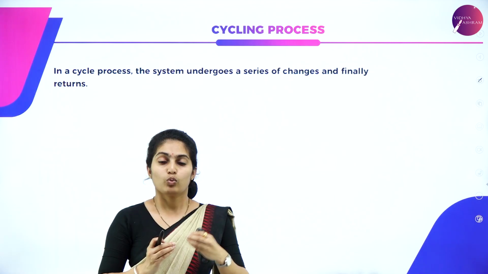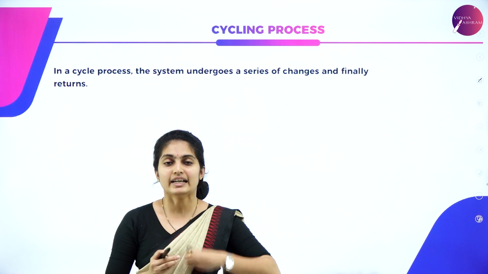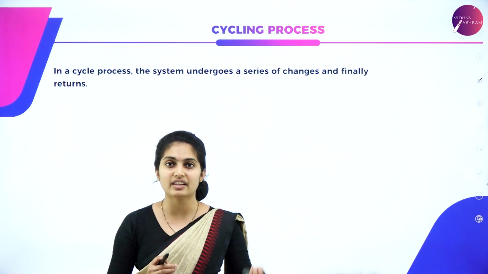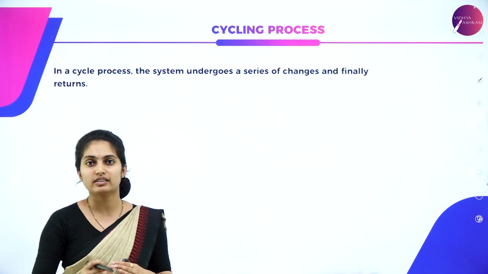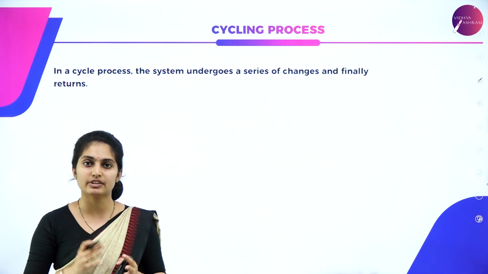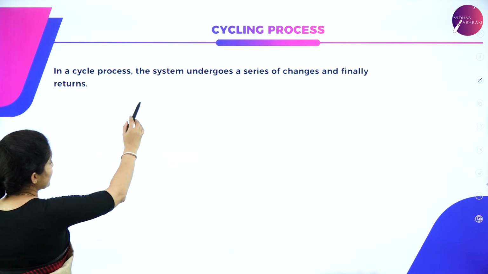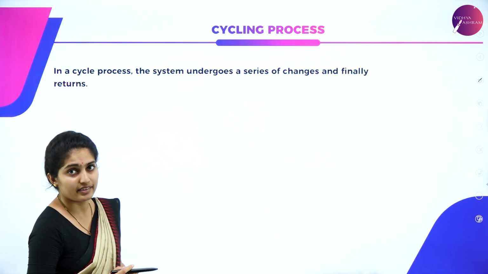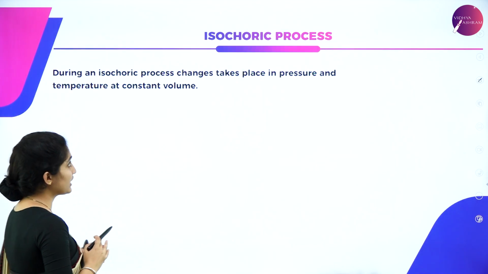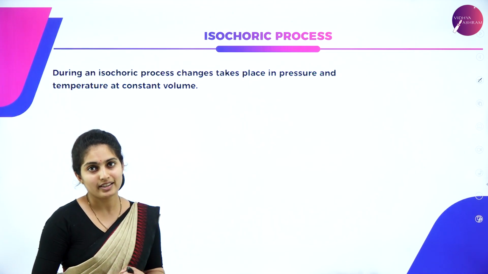Cyclical process means once the process has happened, again it happens in another form. Again the cycle repeats every now and then after a certain interval of time. So the repetition of a cycle, that is a procedure after a certain interval of time, is called a cyclical process. In a cyclical process, the system undergoes a series of changes and finally it returns. An example of a cyclical process is the Carnot cycle.